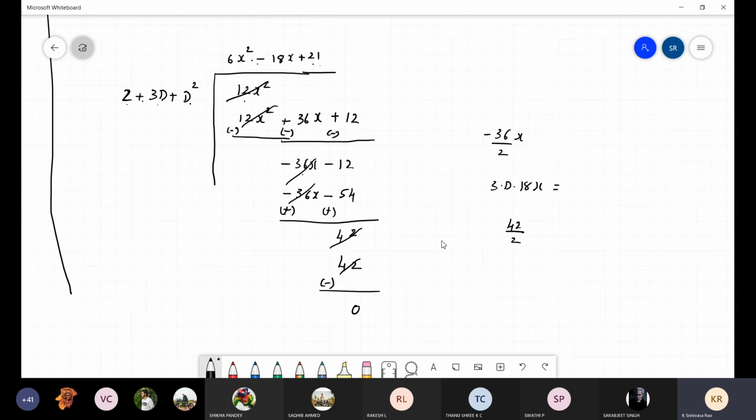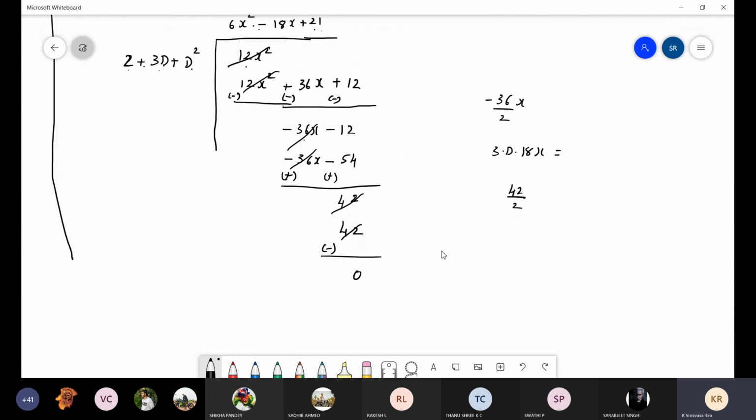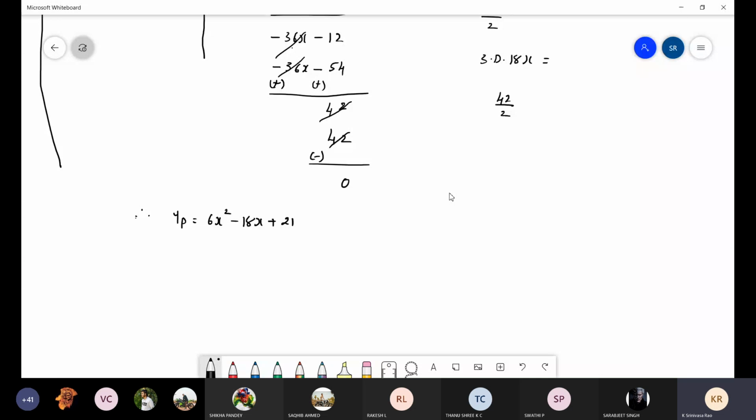So the final answer is yp equals 6x square minus 18x plus 21. That's it. Therefore y equals yc plus yp.